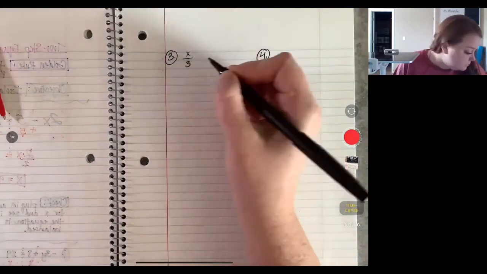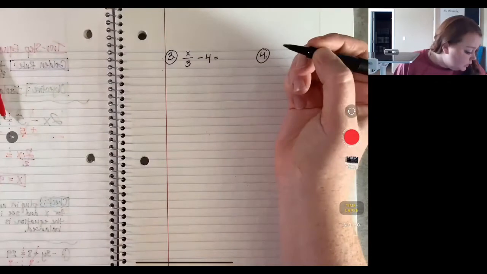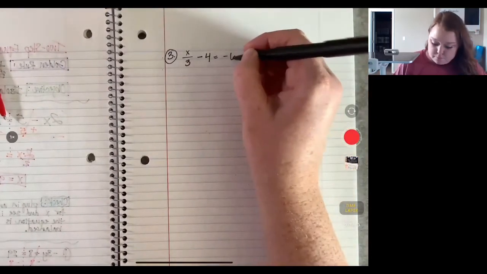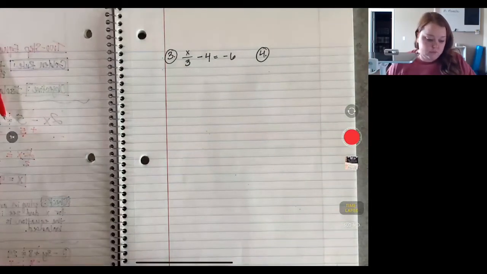x over 3 minus 4 equals -6. x over 3 minus 4 equals -6.